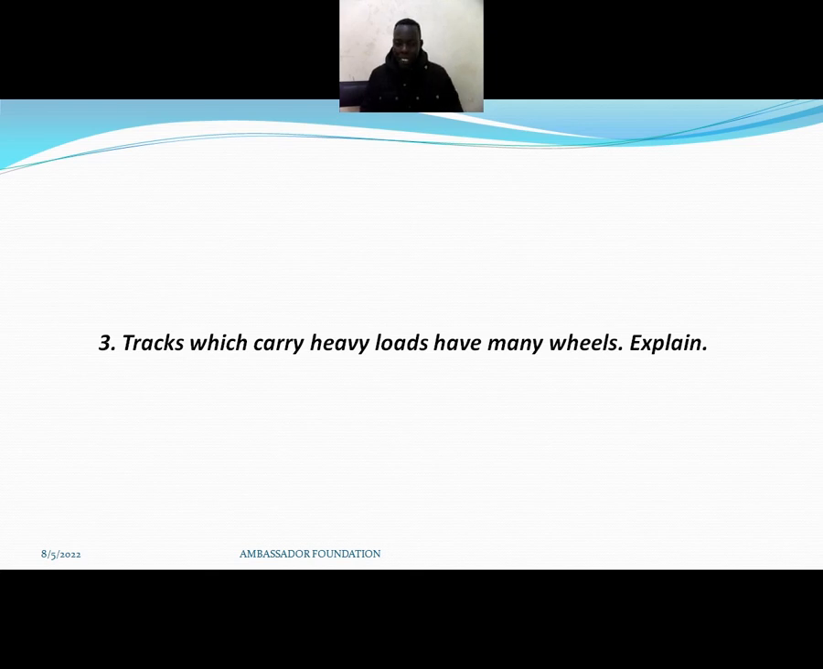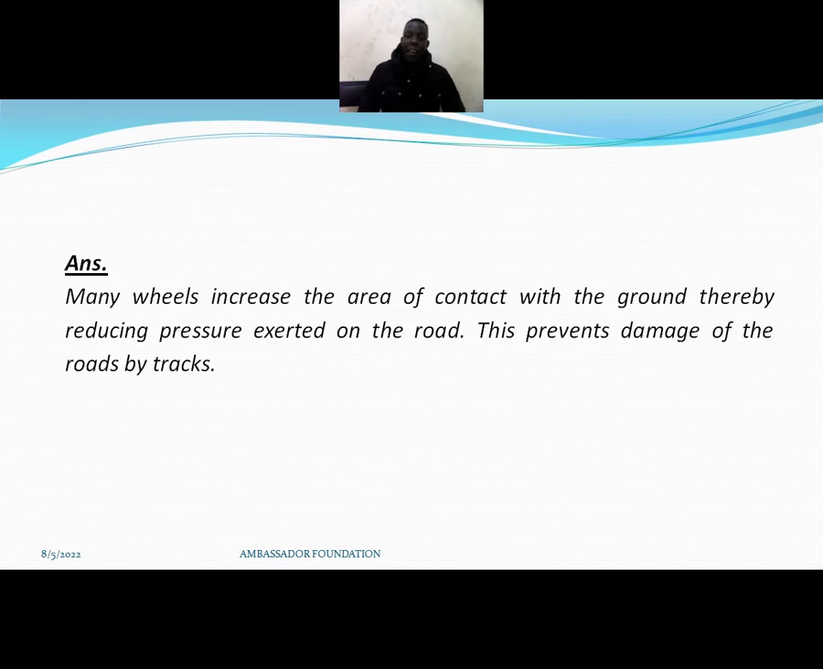Now, these trucks that have many wheels, the many wheels increase the area of contact with the ground, thereby reducing pressure exerted on the road. This prevents the damage of the roads by trucks. Apart from preventing damage on the roads, it also prevents the tires from bursting because the pressure exerted by the heavy lorry is distributed to the very many wheels. That is the point. Now, somebody will ask you a question.